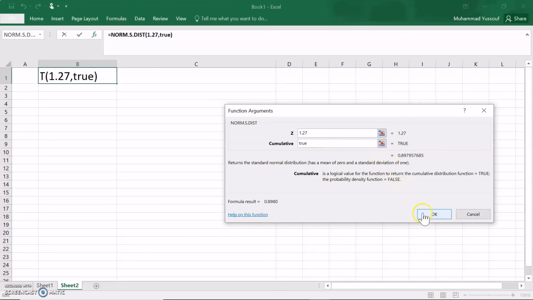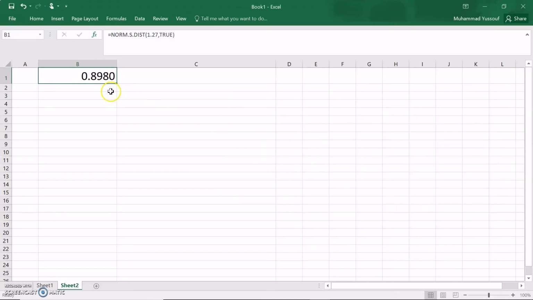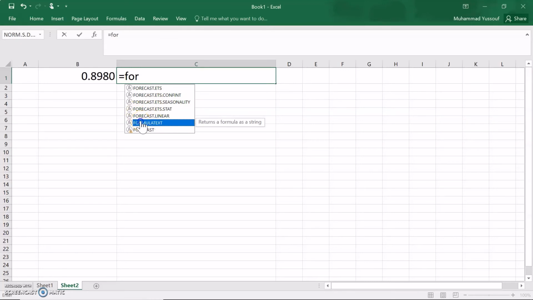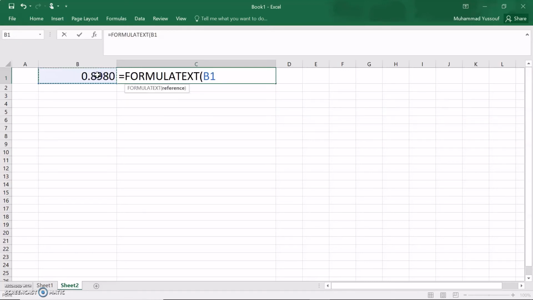Now when you press OK, you will get this area. This is the area, or the probability. Let me write the formula I have used. The formula text is flying; you don't have to worry about this. I'm just trying to show you the formula I have used: NORM.S.DIST(1.27, 2). So in this way, you can solve this problem by using Microsoft Excel.